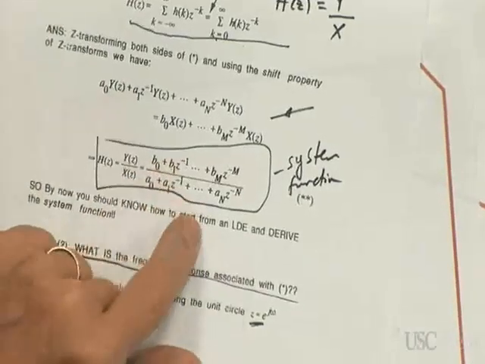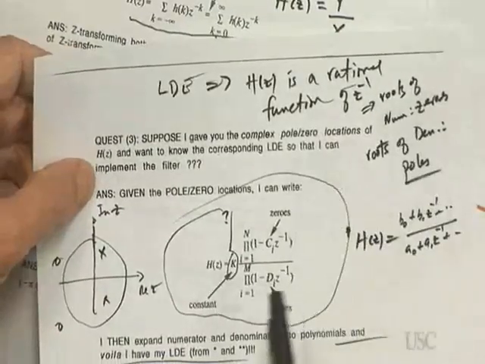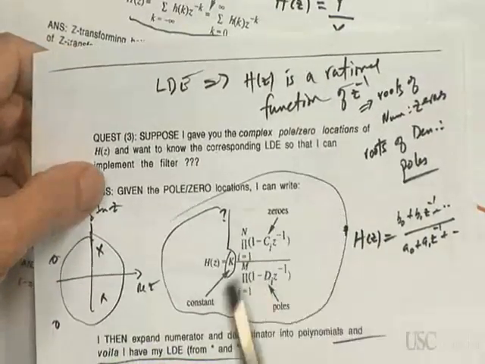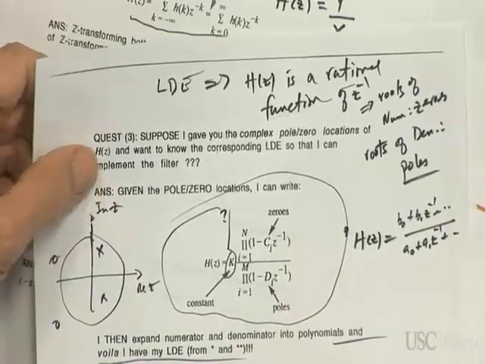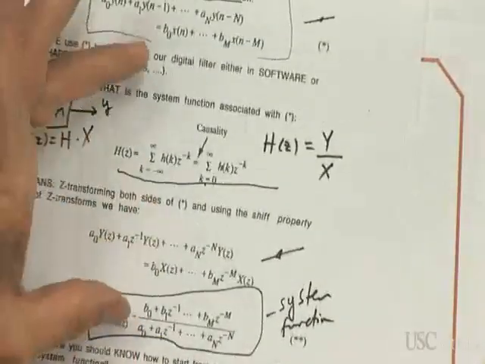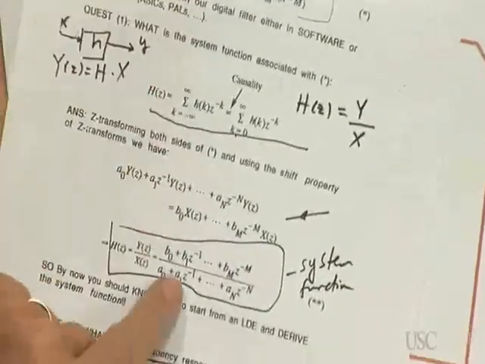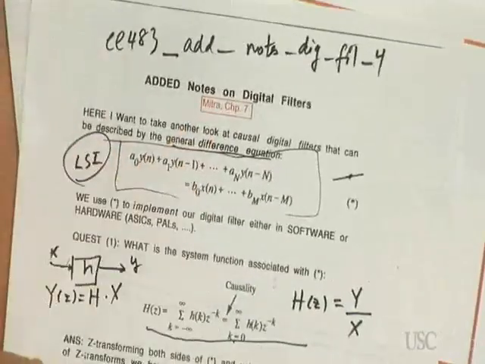And once you've got this form, in other words, you kind of go backwards. You take this, because I've told you what the C's and D's are, so you write it in this form, you expand everything out, and you get it to this form, and once you've got this form, you're done, because this is the correspondence between this form, the B's and the A's, and the difference equation.